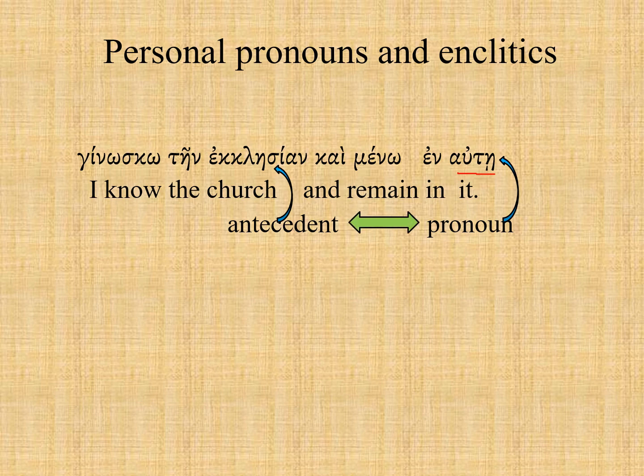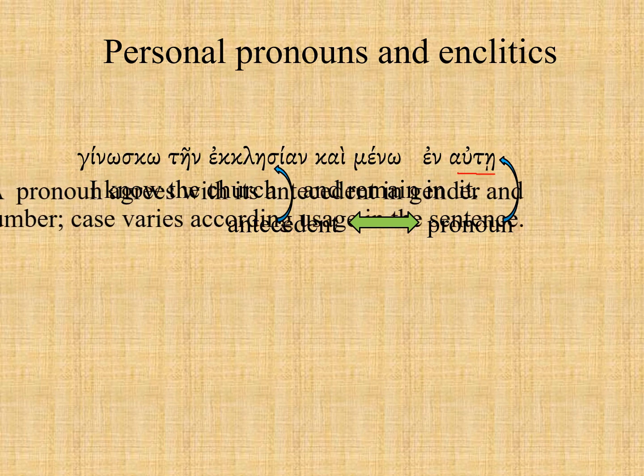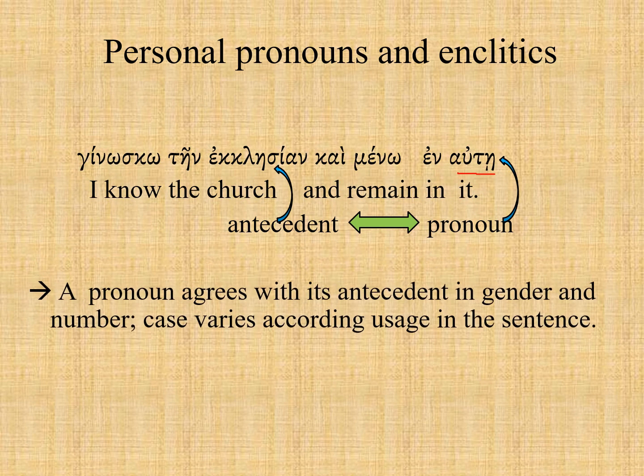And so the antecedent and the pronoun are connected to each other in person and in gender. Now, the important thing to notice here is that the pronoun is preceded by the preposition en, which is always followed by the dative case.